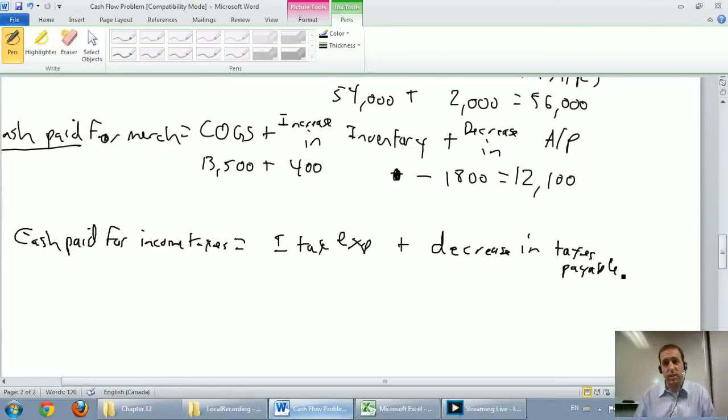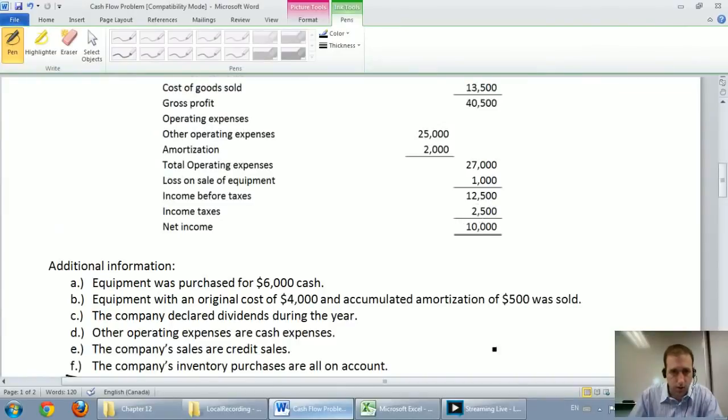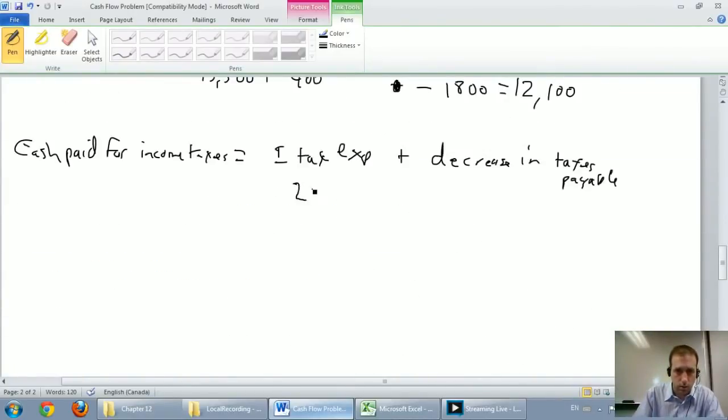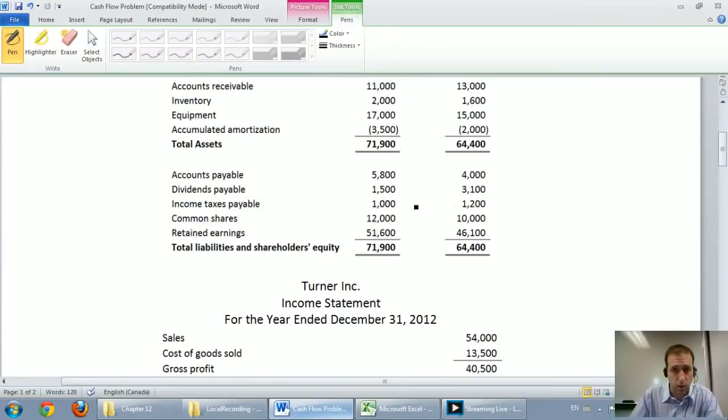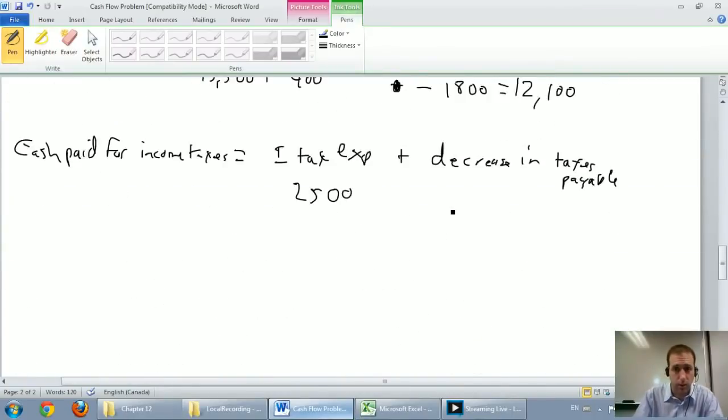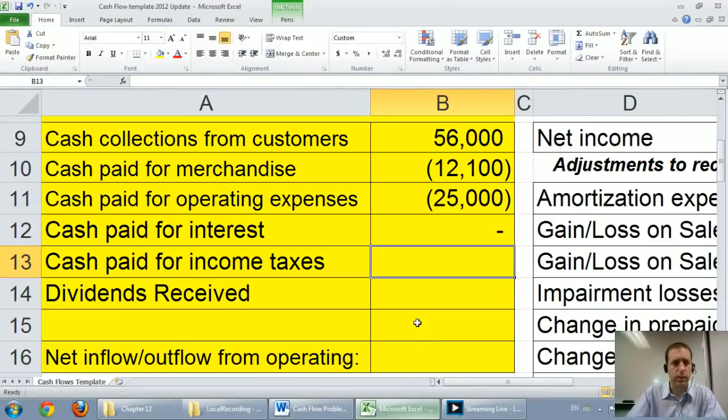And the reason it's plus decrease in taxes payable is because if taxes payable goes down, it means we're paying more of our taxes off, right? If taxes payable goes up, it means we're keeping the money in our pocket. We're not paying our taxes and we're keeping the money. So the calculation is our income tax expense, which was $2,500, plus decrease in taxes payable. Our taxes payable went from 1,200 to 1,000, went down by 200, so I'm going to add plus 200. So 2,500 plus 200 is 2,700, and that's our cash paid for income taxes. So I'll fill that in, and of course it's a negative 2,700 because it's a cash outflow.